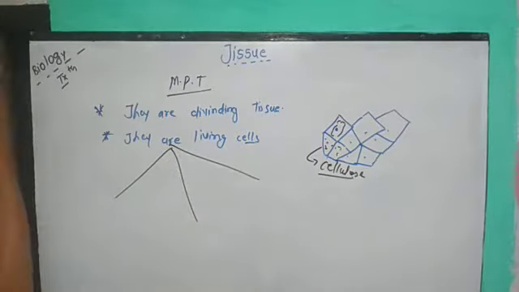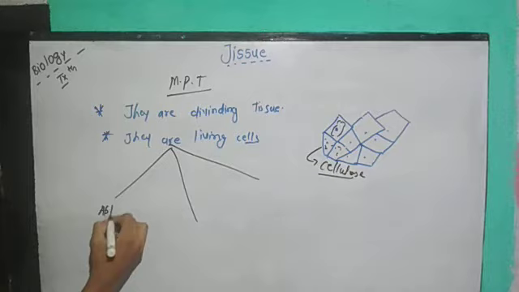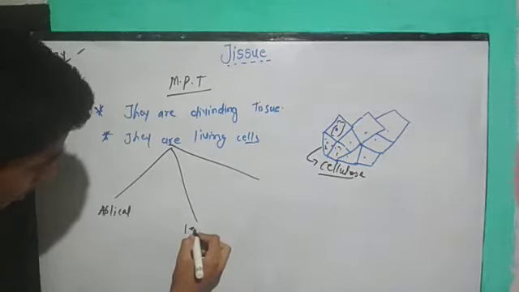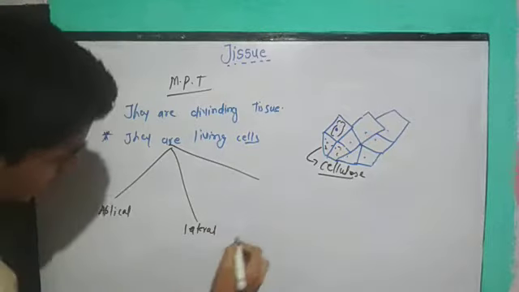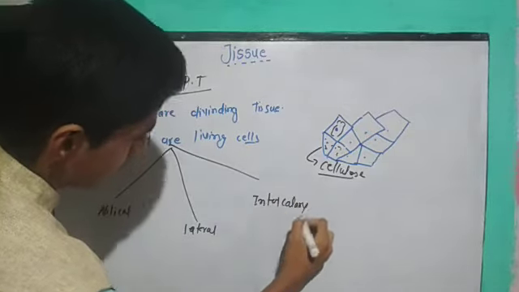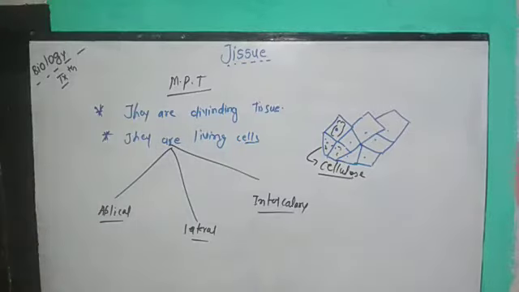First one is apical. Second one, lateral. Third one, intercalary. There are three meristematic plant tissues. First one is apical, second one lateral, and third one is intercalary. First, we are going to see about apical meristematic tissue.